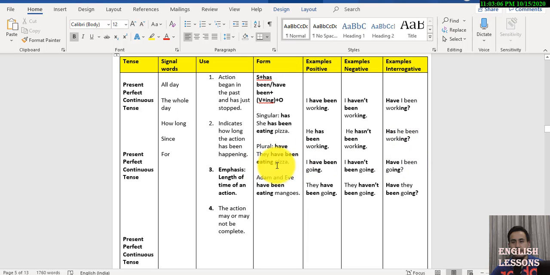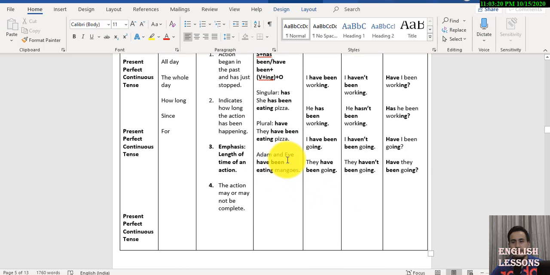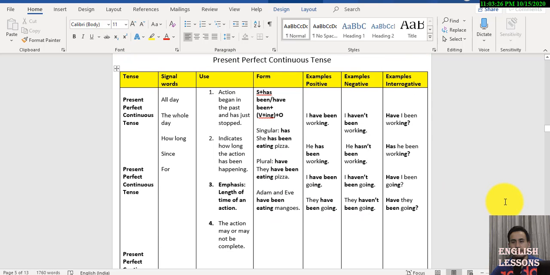They have been eating pizza. So remember, have is plural. So have been plus verb in ing. Adam and Eve have been eating mangoes or apples. It's not important. Positive examples: I have been working. Remember, I have bolded this. Have been plus verb in ing. I've bolded ing here. He has been working. They have been working.